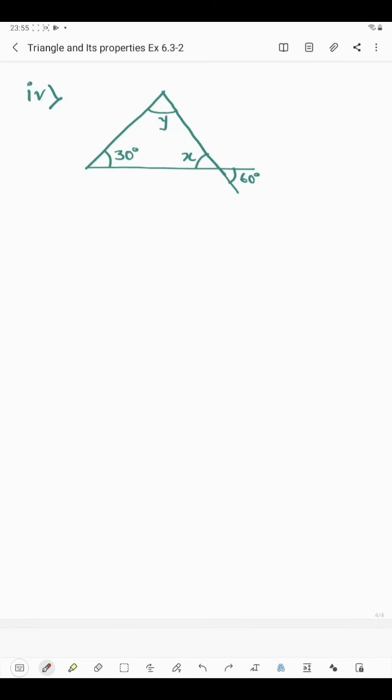Now in the fourth figure we have y, x and 30 degree. These are the interior angles of a triangle, and here we can see that these two lines cross each other. So this angle and this angle are the same, so we can easily find the value of x. Since these two lines cross each other, this angle will be equal to this angle by the vertically opposite angle property, right? So we'll write x is equal to 60 degree. Why? It's vertically opposite angle.